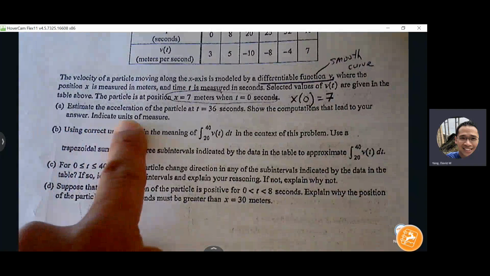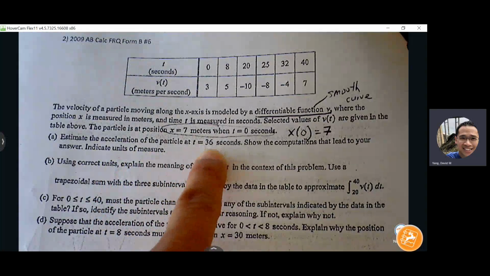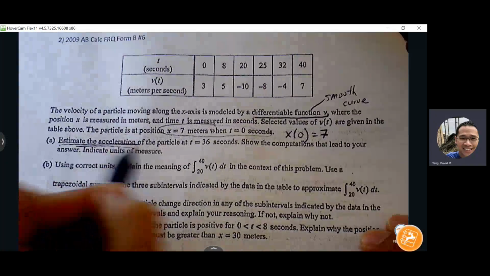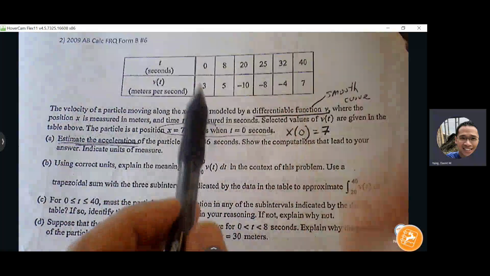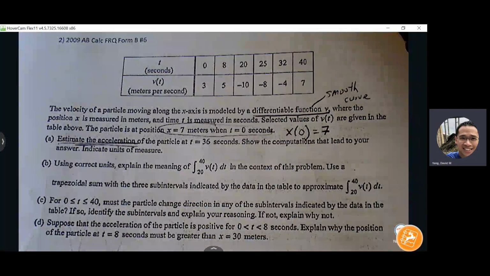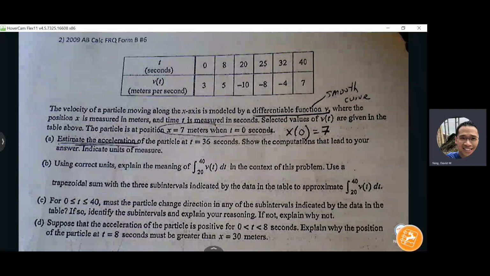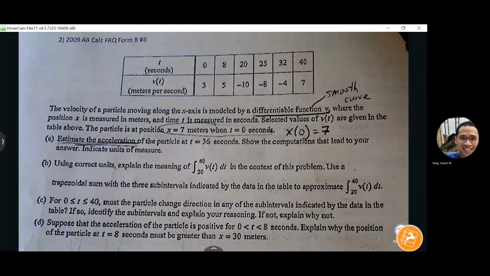Okay, estimate the acceleration of the particle at t equals 36 seconds. It doesn't ask us to find the exact value, it just asks us to estimate the acceleration. We have a table where at specific moments in time, they give us velocity. So how can we use the velocity table to help us estimate acceleration? Find a slope, yeah. So acceleration is the derivative of velocity, another word for derivative is slope. So what order pairs are we forced to have to use here? 30 and 40, right? Because those are the closest order pairs.